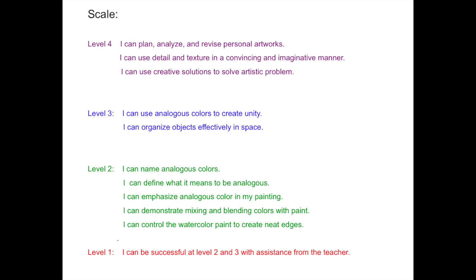Level 2 says I can name analogous colors. I can define what it means to be analogous. I can emphasize analogous colors in my painting. I can demonstrate mixing and blending colors with paint. I can control the watercolor paint to create neat edges.